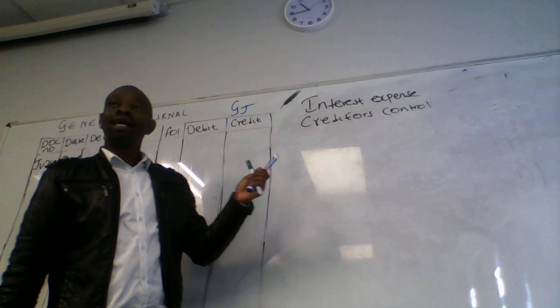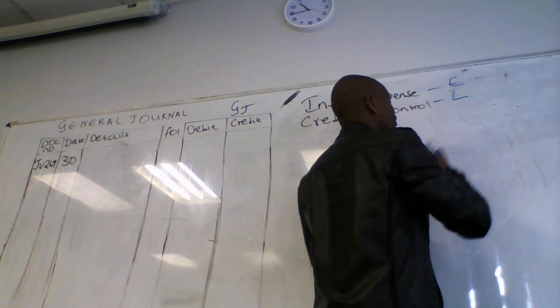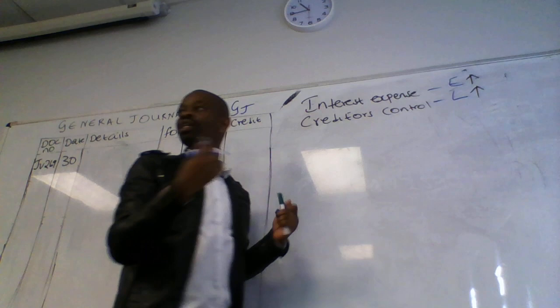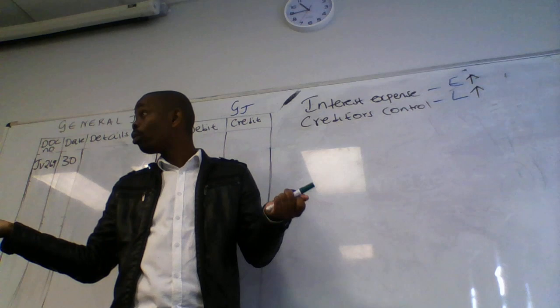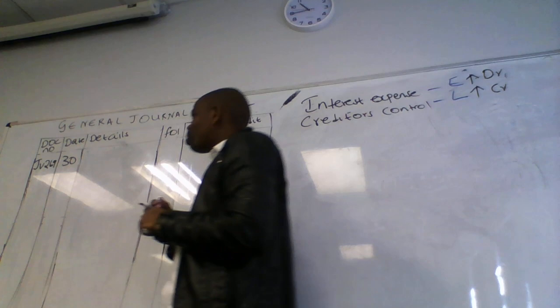Highlight for me, please. Classify. What is this? It's an expense. Expense. What about this? Liability. Liability. Movement. What about this? Also. Because when they charge you interest, your creditors control will increase. You owe more. Signs, please. Debit or credit? Debit. Obviously. Why is it there? Don't you think that one account is missing? No. Which account?